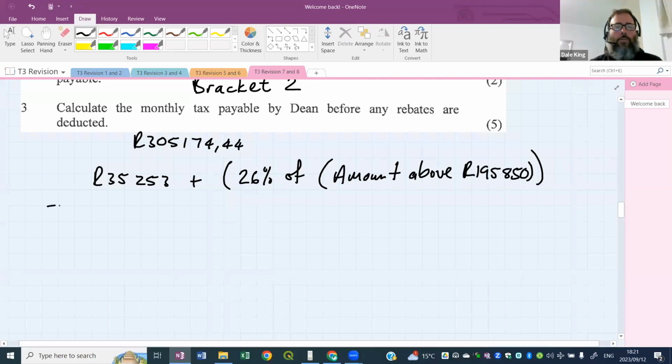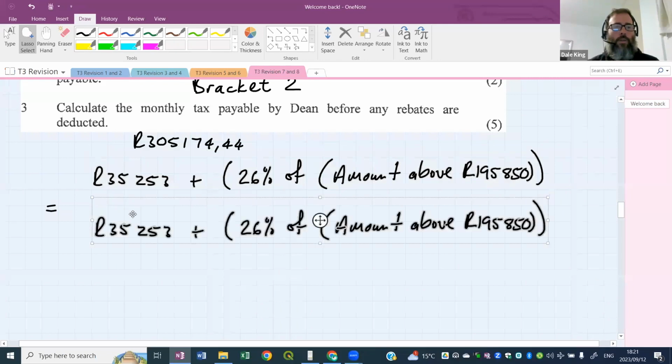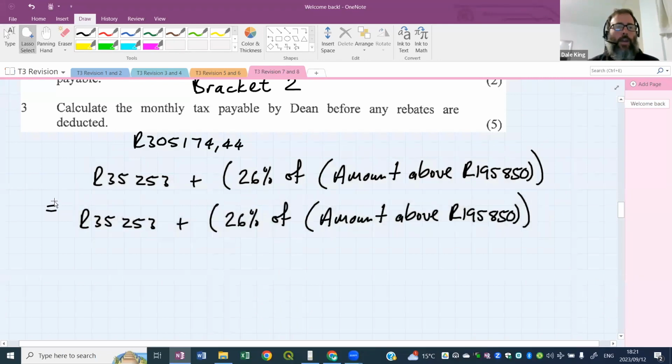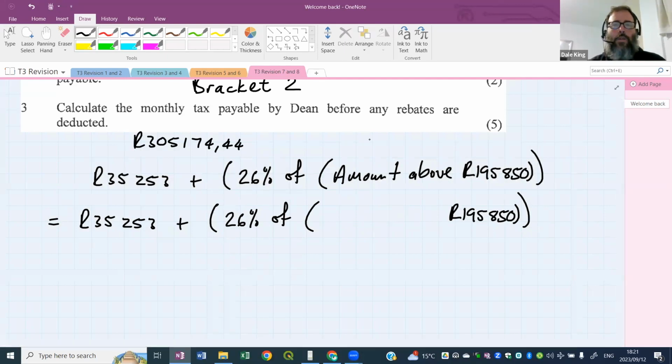So what I'm going to do is take this whole thing and copy it, because I can. One of the cool things about this software is that we can copy it. So I'm going to do it over here and change this word which says amount above. Take that away. How do I know how much I am above 195,850? I need someone to come and help me with this. What do I need to do to work out how much I am above 195,850?